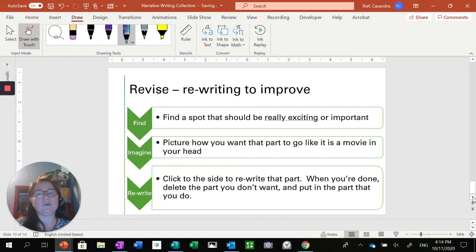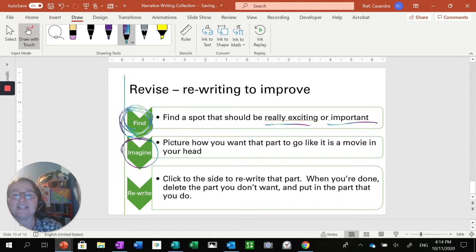So today we are going to use a strategy where you are going to first find a spot to revise. So you're always going to look for something that should be really exciting or important. In my story, I'm going to look especially at my problem. Did I make my problem really exciting when my character gets into trouble? And did I make the solution exciting? Those are the two biggest parts of my story. If those are already exciting, I might go back and look at those oh no moments. Those should also be exciting.